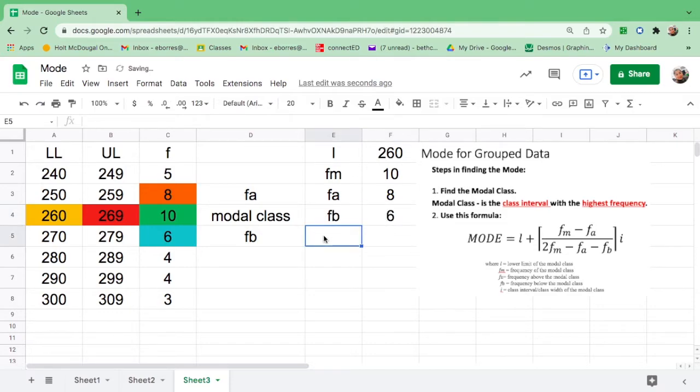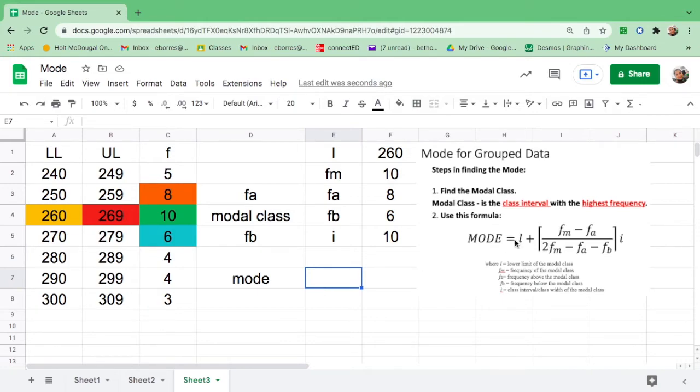And lastly, we need to find the interval of the modal class. So our modal class is 260 to 269. To find the interval, just subtract 260 minus 250, or just simply count 260 to 269, and that is 10. Let us now find the mode.